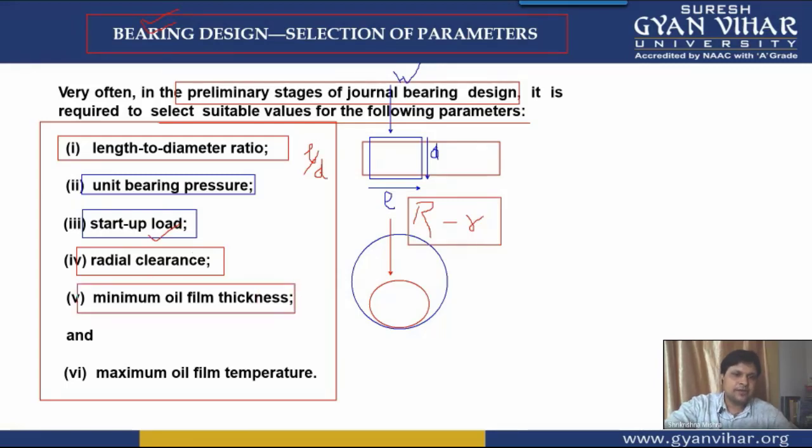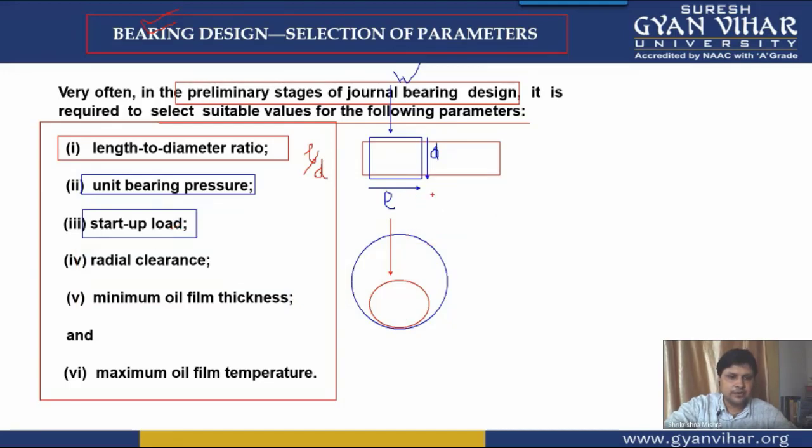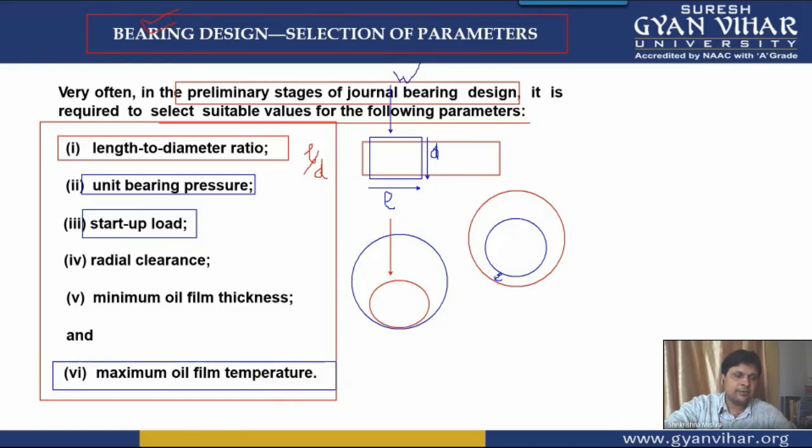Then minimum oil film thickness. This I have also explained to you. Minimum oil film thickness is the minimum gap between the journal and the bearing. For example, this is the minimum gap among all that you can see. Then minimum oil film temperature. The minimum temperature attained by this particular lubricant is your minimum oil film temperature, and then the maximum oil film temperature.